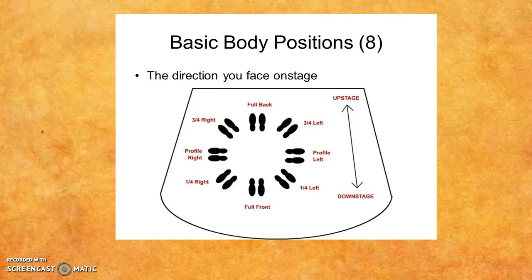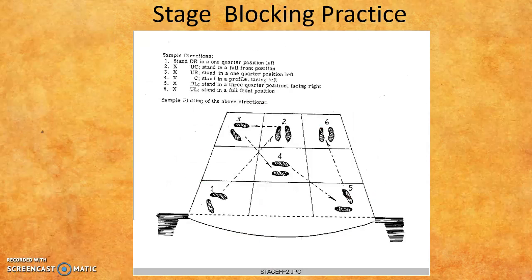Right profile, or profile right, the actor is facing directly off stage right. We move around to 3/4 right. Full back means just what it sounds like, which is the audience sees the actor's full back. We then have 3/4 left and profile left, or left profile, where the actor is facing stage left. Now, that gets confusing because in this case, with profile left and profile right, on profile right, the actor is facing stage right, but you actually see their left profile. And the inverse is true. Profile left, the actor is facing left, but we see their right profile. Again, it all depends on the actor's point of view.